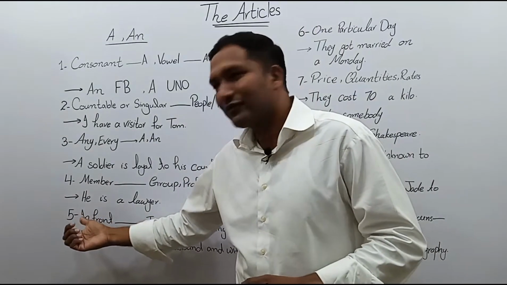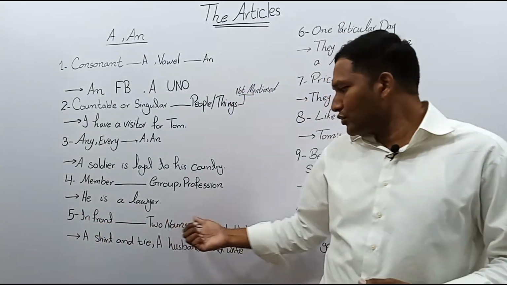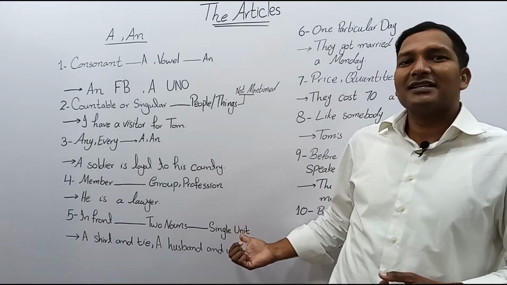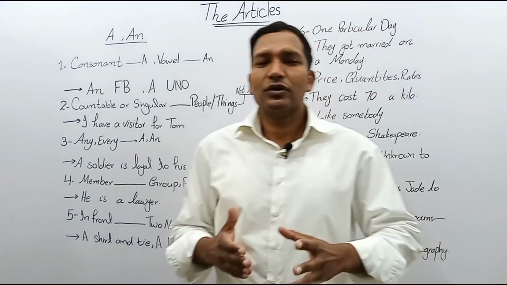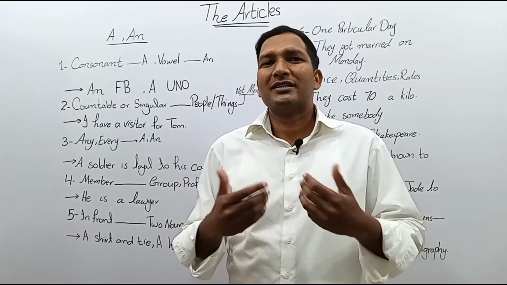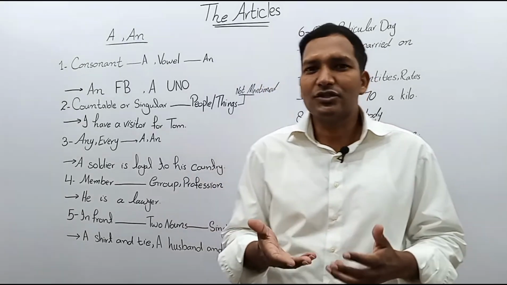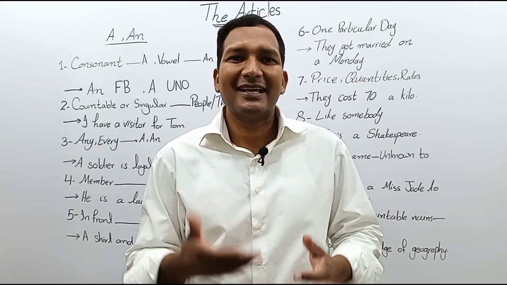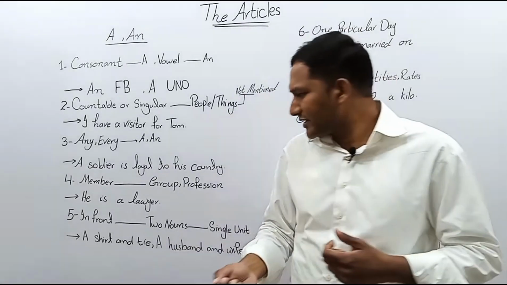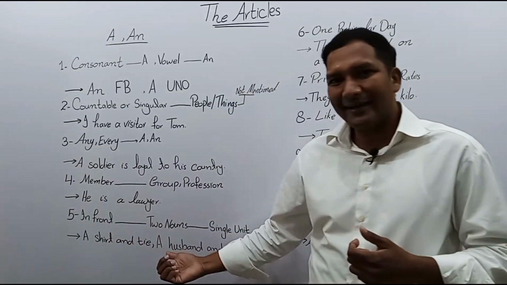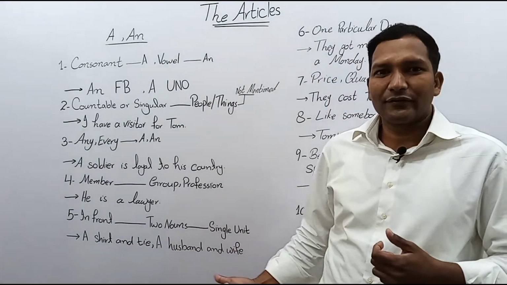Then we have point 5. In front of two nouns, single unit. When we are talking about two nouns which are considered as a single unit, then we use article A or AN. For example, a shirt and tie, a husband and wife.